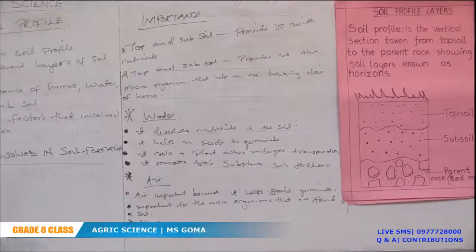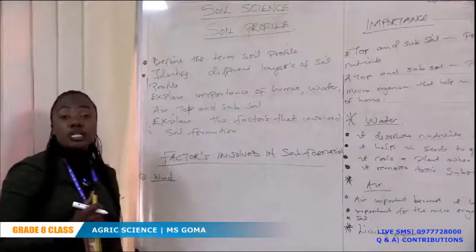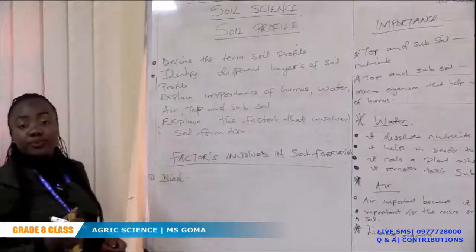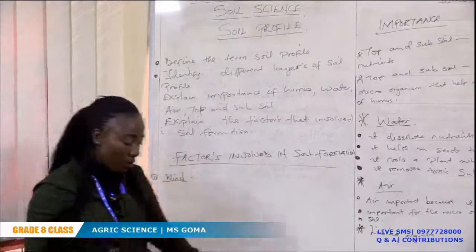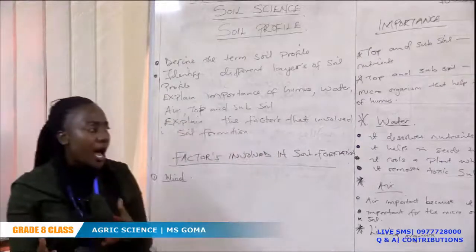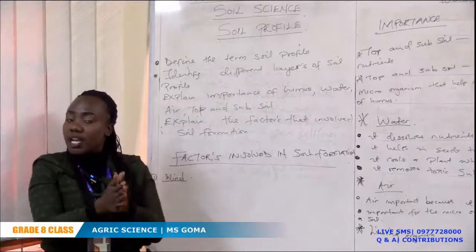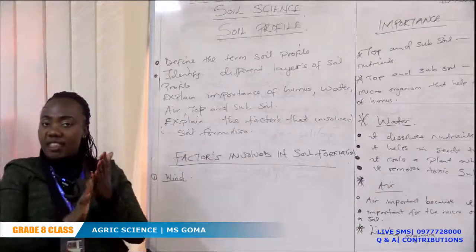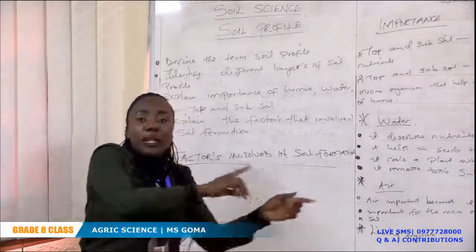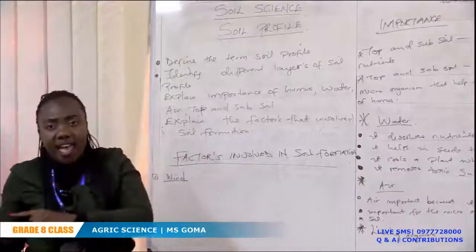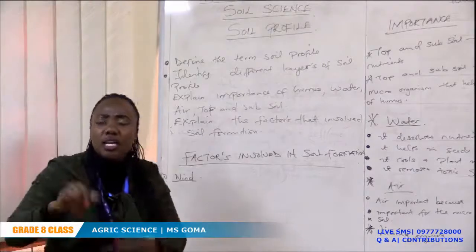Okay, the first factor is wind. When wind blows, it blows from the region of high pressure to the region of low pressure. As it's blowing, the rocks will start rubbing against each other. As they are rubbing against each other, soil is being formed. Apart from that, when the wind is so strong, it will move the rocks from one place to the other. As they land in the place where they're supposed to be, they reach there with force. As they reach with force, soil is formed.